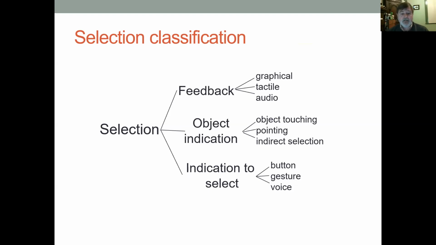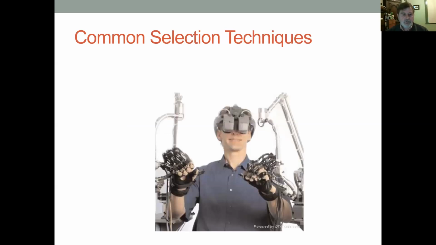For the interaction, you can either touch the object, you can point at the object, or you can have an indirect selection from a list of menu items. So you can do that. And then you can indicate the selection that you actually want to make. As in a mouse, we have the concept that we hover over something and then we can actually select it. So we can have a physical button we press, we can have a gesture to do it, or we can use our voice. So as you can see, this space explodes into a number of options that we have. So let's look at some selection techniques.